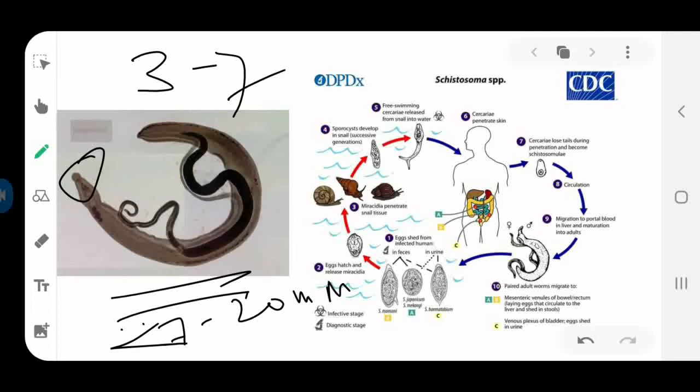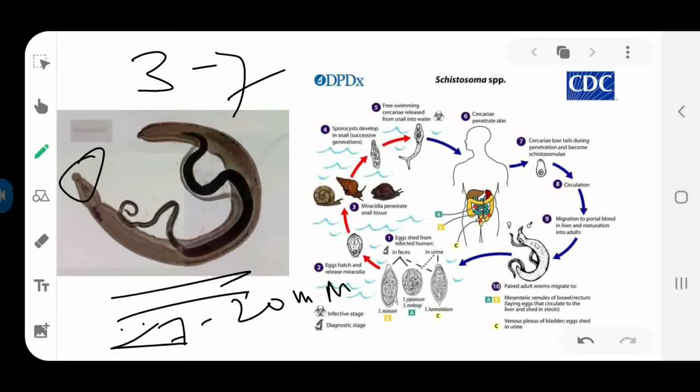In the acute stage, a systemic hypersensitivity reaction may occur weeks after the initial infection, especially with S. mansoni or S. japonicum. Manifestations include systemic symptoms and signs including fever, cough, abdominal pain, and diarrhea. This is called Katayama fever.